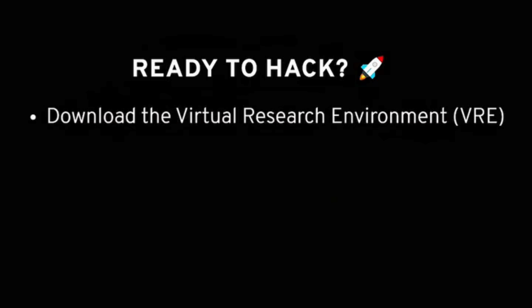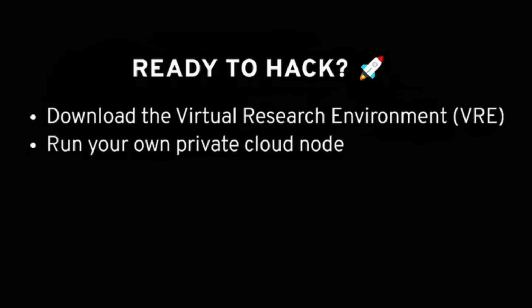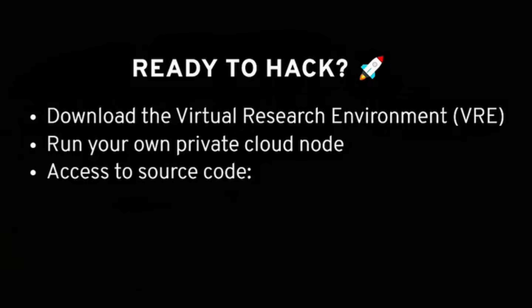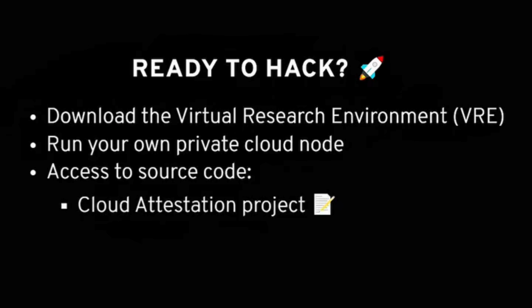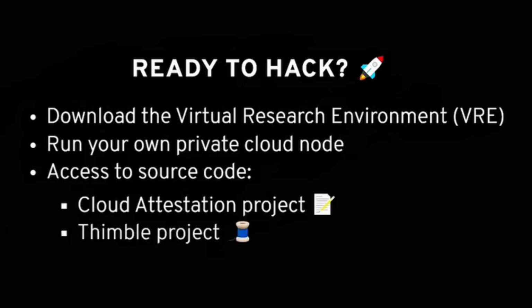If you've got an iOS device with a development license, you can actually download a thing called the Virtual Research Environment, VRE. This allows you to run a fully virtualized private cloud compute node right on your Mac. Even better, they're providing source code for several components, such as the Cloud Attestation project, which verifies the code being executed on the cloud, and the Thimble project, which handles attestation on your iPhone. This means you can dive deep into the inner workings of the system, see how it logs requests, and investigate whether any information could potentially be exposed.